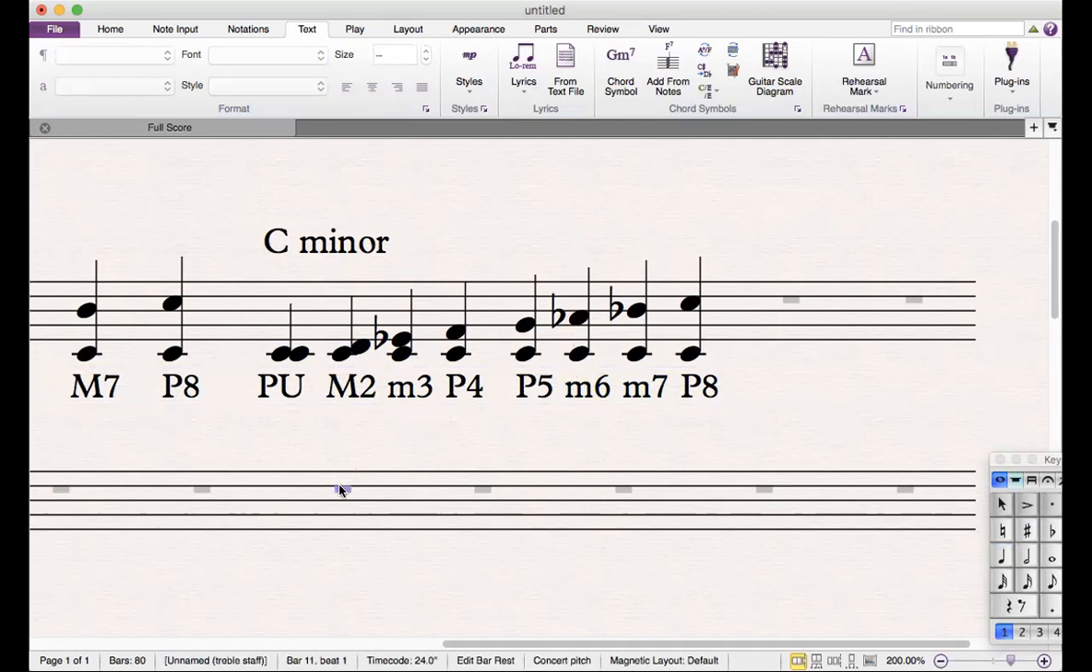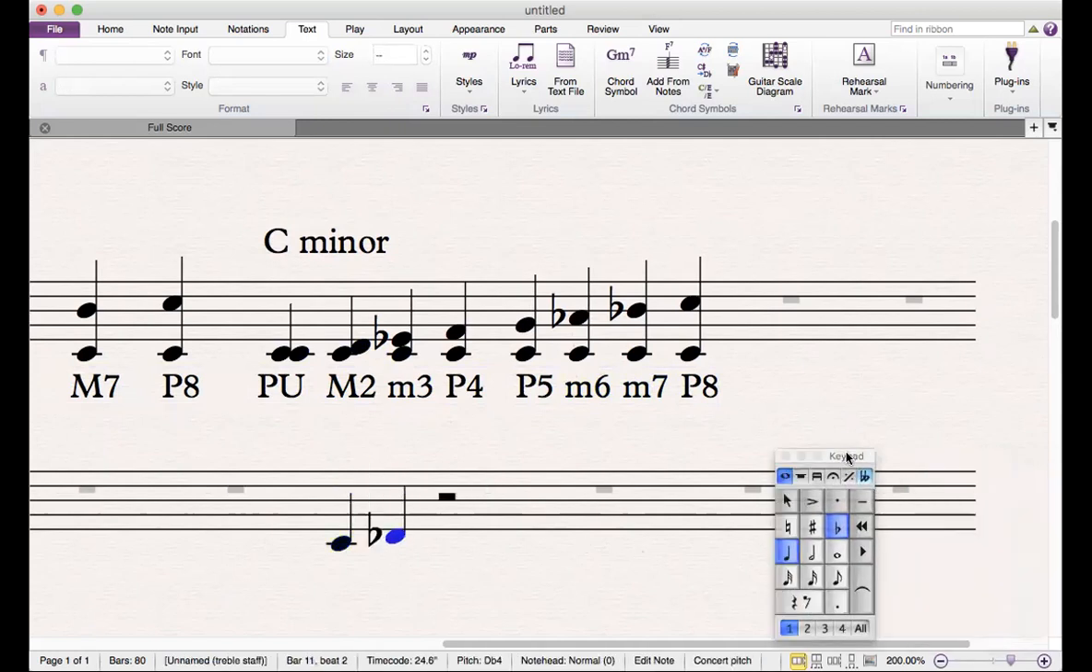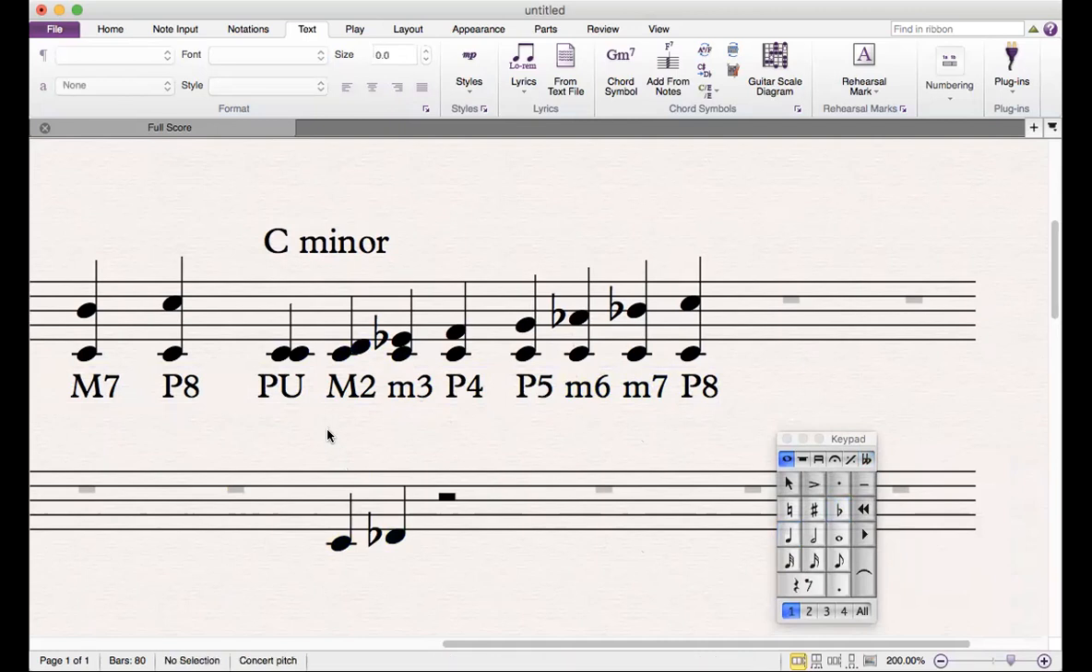So let's say you saw C and D flat. Well, you could still compare it to the scale. You know that C to D is a major second. So what's one half step smaller? That's right, you're going to get the minor second.